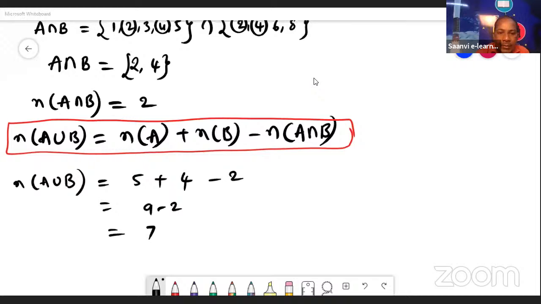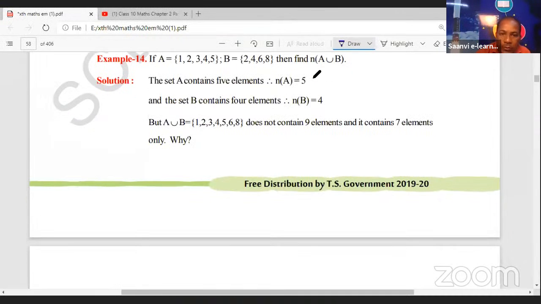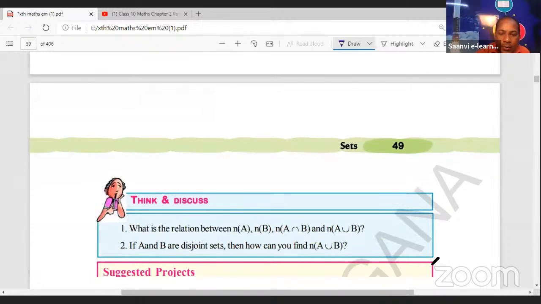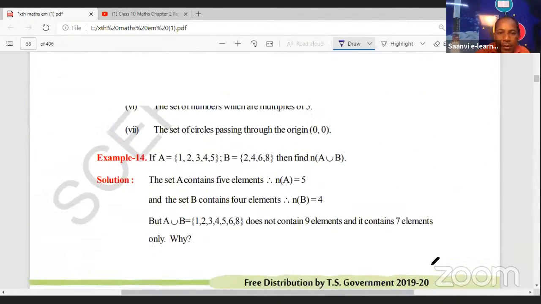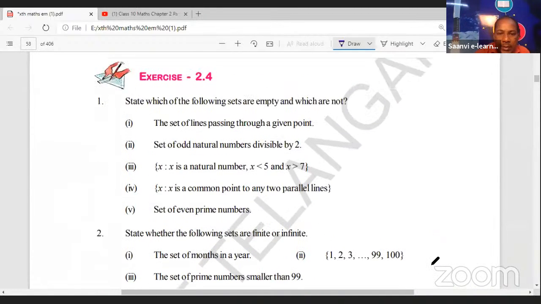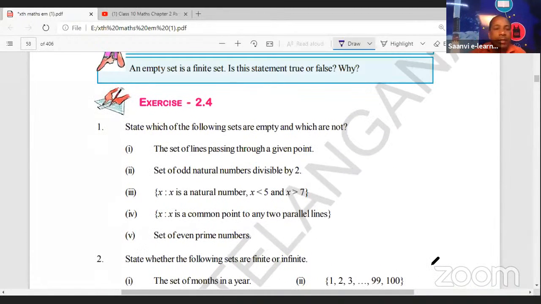Now let us see exercise 2.4. Very easy it is. This exercise 4 you should do at home. How to do it, I will explain clearly. Observe exercise 2.4. State which of the following sets are empty and which are not. So we have to write which are empty sets, which are not.